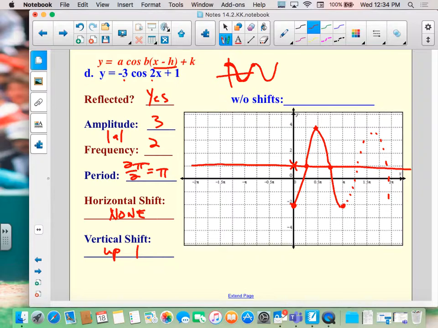Notice it is starting down low instead of up high because these were reflected. These 2 points on the x-axis, they don't move. So we still have 2 x-intercepts. But what's down low goes up high. Reflections will make you think.